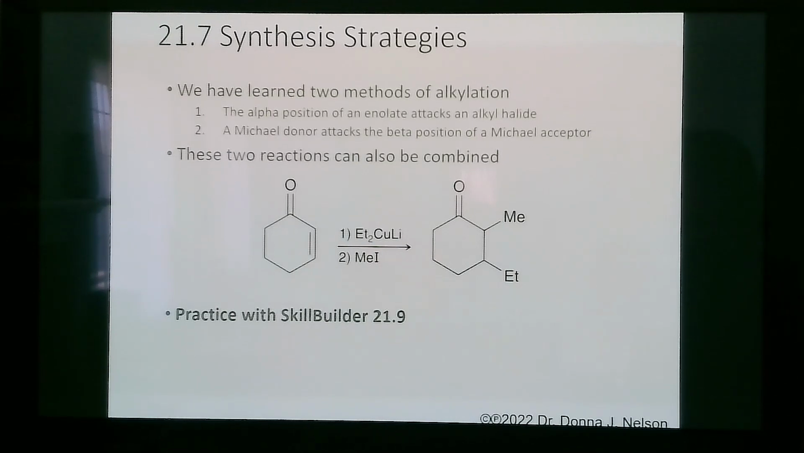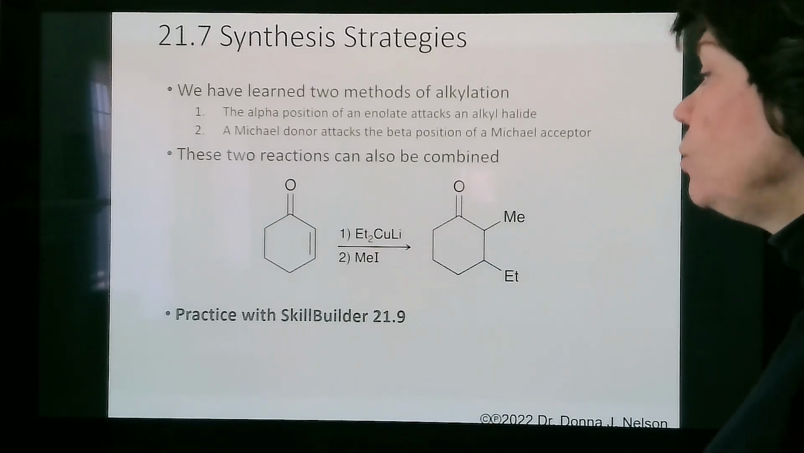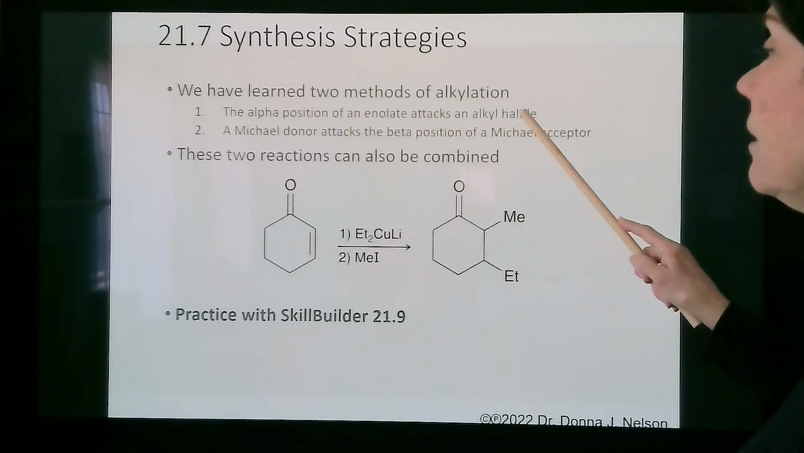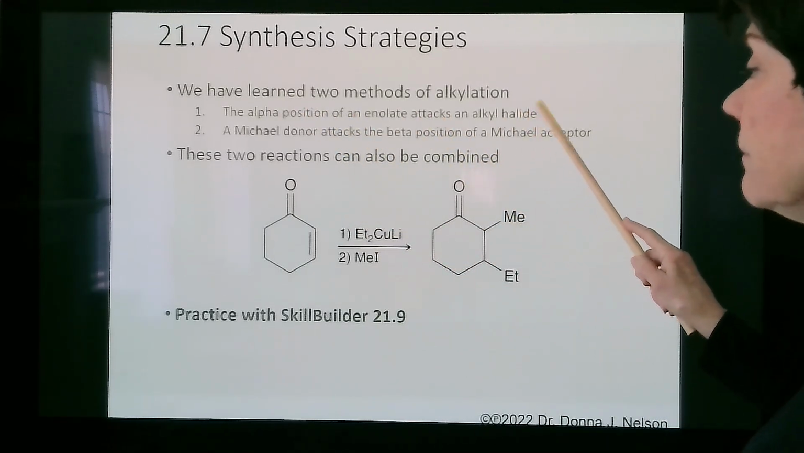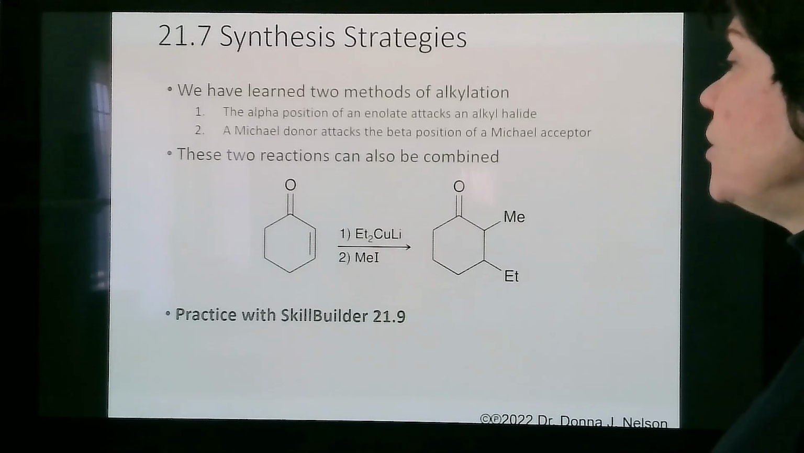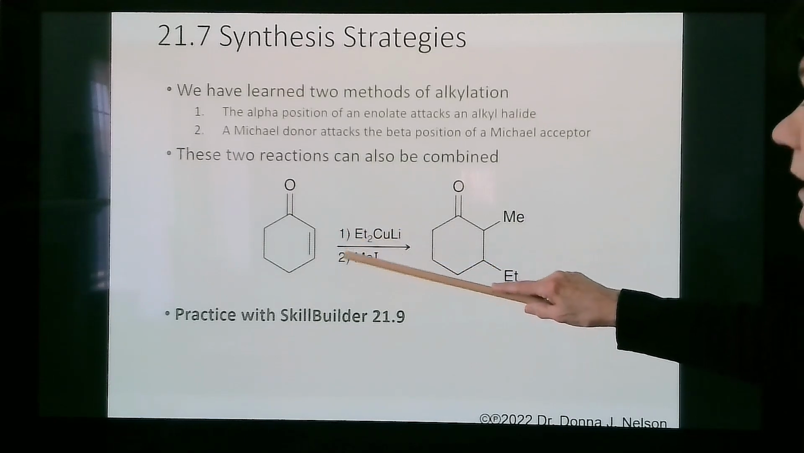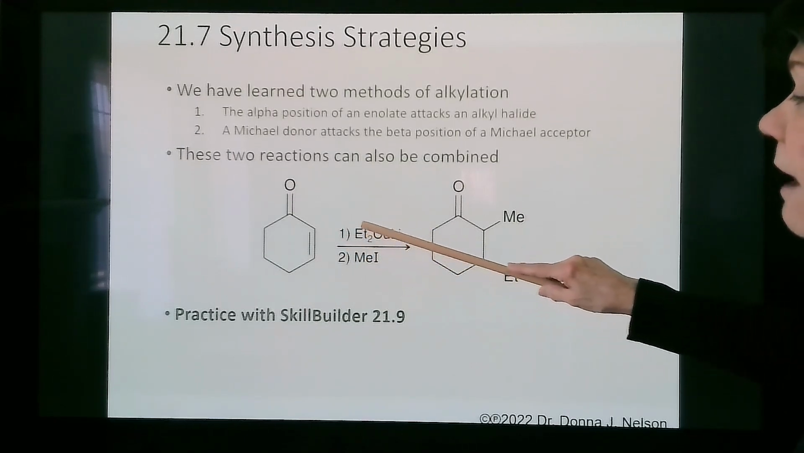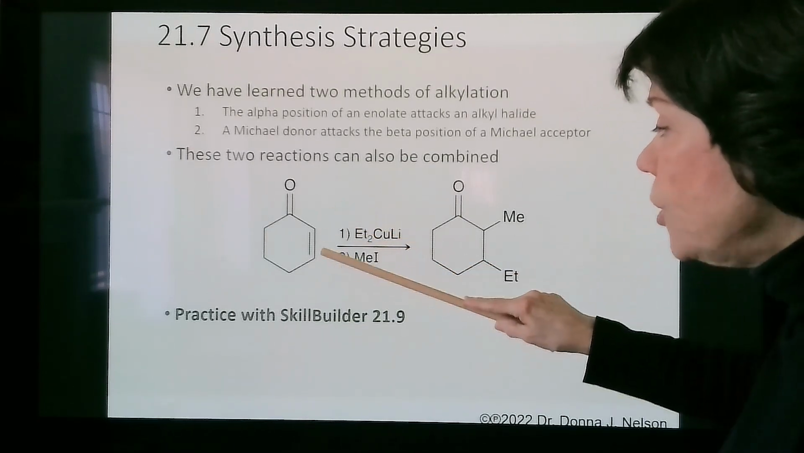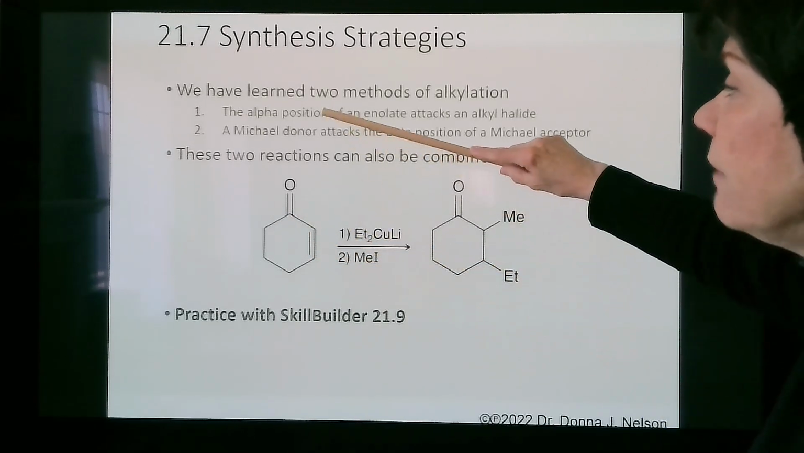And so we've learned two methods of alkylation now in this chapter, and the two can be combined. And so first, the alpha position of an enolate attacks an alkyl halide. That would put the methyl group on. The Michael donor can attack the beta position of a Michael acceptor. So notice, however, in these two, first we have the Michael donor attacking the beta position.